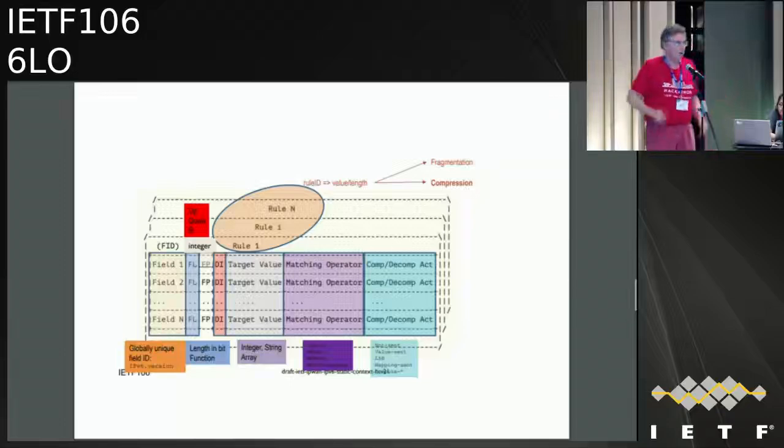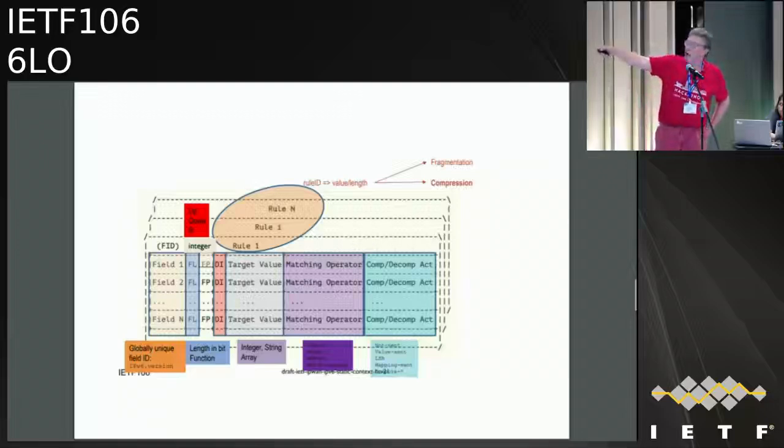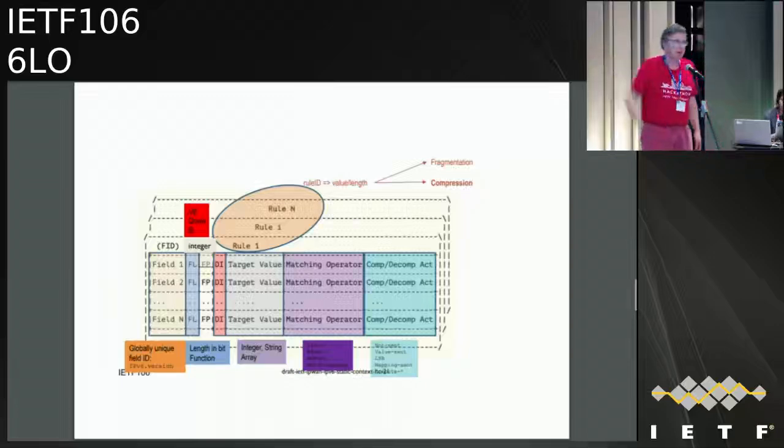One is the target value, the value that you want to match. And we have a matching operator that tells you how to do the matching with the field. Currently four different definitions are done. One is equal, so you must find this target value in your field. Ignore means that you don't care about the value. You have also MSB, where the first bits must match, and matching list, which means that you have a list of values and you expect to find one of these values.